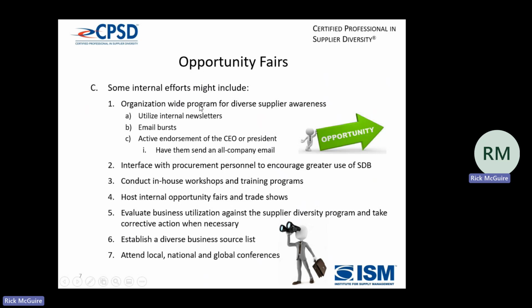Some internal efforts might include an organization-wide program for diverse supplier awareness, email blasts, nobody uses newsletters, although blog sites might be there, active endorsement of the CEO or president, interface with procurement professionals to encourage greater use, conduct in-house workshops, host opportunity fairs, evaluate business utilization against the program and take corrective action, establish a diverse business source list, and attend local, national, and global conferences.